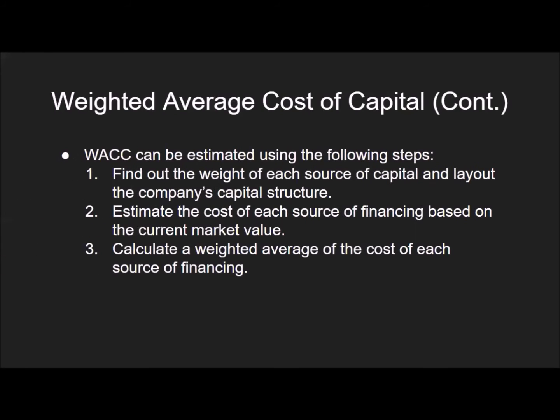WACC can be estimated using the following 3 steps. First, find out the weight of each source of capital, and lay out the company's capital structure. Second, estimate the cost of each source of financing. Use the current market value of each source of capital. Note that this must be based on the current costs, not historical. Third, calculate a weighted average of the costs of each source of financing.